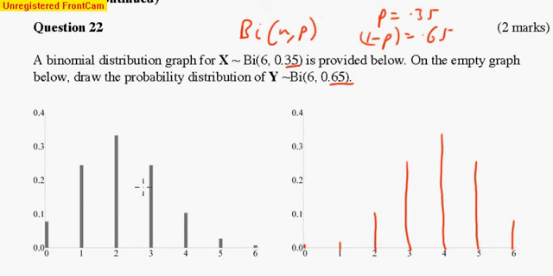So the original one was a positive skew. This is a negative skew, and that comes because the 0.35 and the 0.65 add together to give you 1. So one has the probability being less than half, giving the positive skew, and the other, being 0.65, greater than a half, gives a negative skew. Okay, that's that.